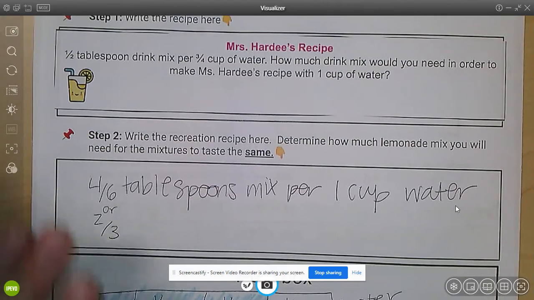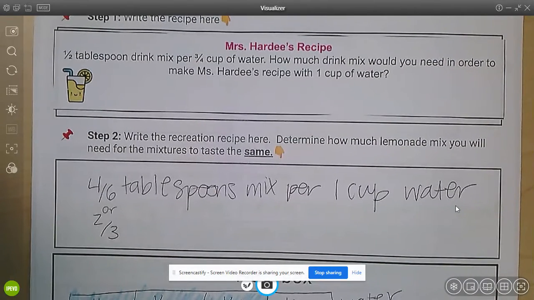So my recipe said that for every 1/2 tablespoon of drink mix, it's going to be per 3/4 cup of water. How much drink mix would you need in order to make Miss Hardy's recipe with 1 full cup of water? So I drew a model. Obviously your model is going to look different based on the numbers that you were given in your problem.